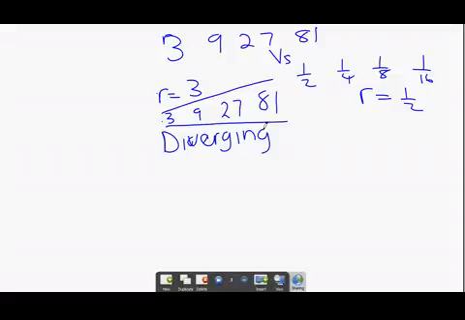This is because our R is not a fraction. In other words, it's not a number in between. So we cancel that to say R is not a fraction, which means it's not a negative fraction or a positive fraction, a fraction between -1 and 1.